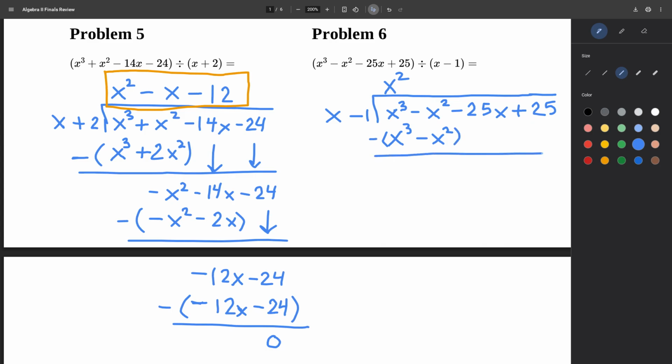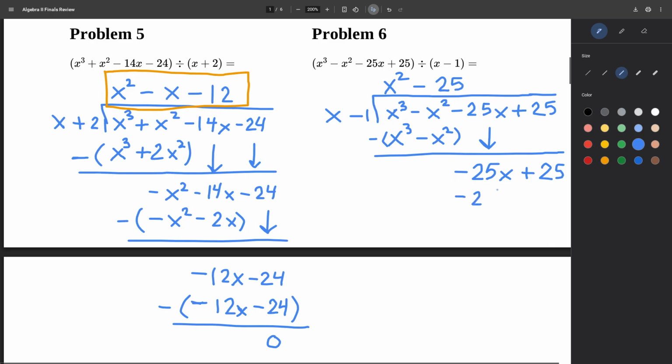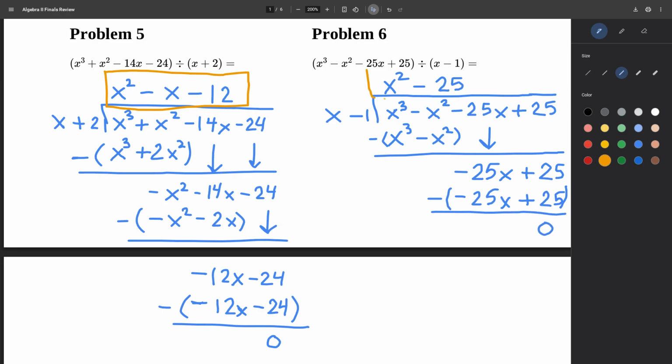So we subtract this off, and these subtract off, and now we just bring down this, because this minus this is 0, and then we bring down our minus 25x plus 25. So then, what do I have to multiply x by to get negative 25x? Well, minus 25. Negative 25 times x is negative 25x. And negative 25 times negative 1 is positive 25. And when we subtract that, we get a remainder of 0. So this here, x squared minus 25, is our solution to this particular problem.